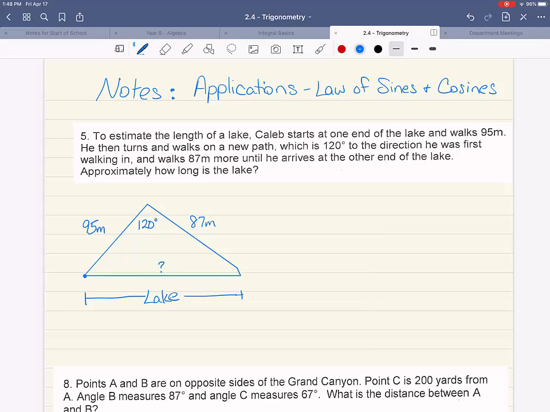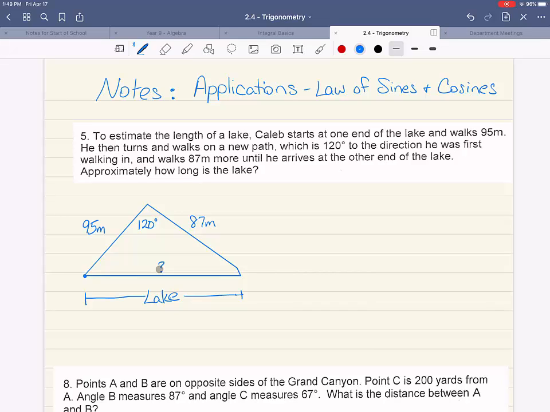So looking at this picture, do I know an angle? The answer is yes. I know this angle right here, 120 degrees. And that's the only angle I know. Do I know the side across from it? No, that's actually what I'm solving for. So I cannot use the law of sines on this one. I have to use the law of cosines.